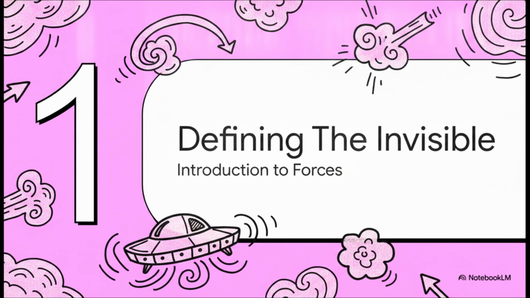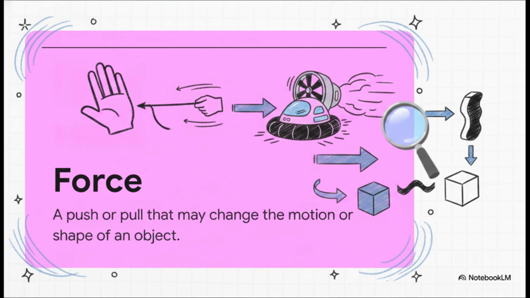Defining the invisible. So at its core, a force is really just a push or a pull that changes the motion or even the shape of an object. Think about that giant hovercraft fan. It's basically applying this continuous, massive push. It violently forces the air backward, which in turn violently pushes the hovercraft itself forward. It's pretty wild when you think about it that way.